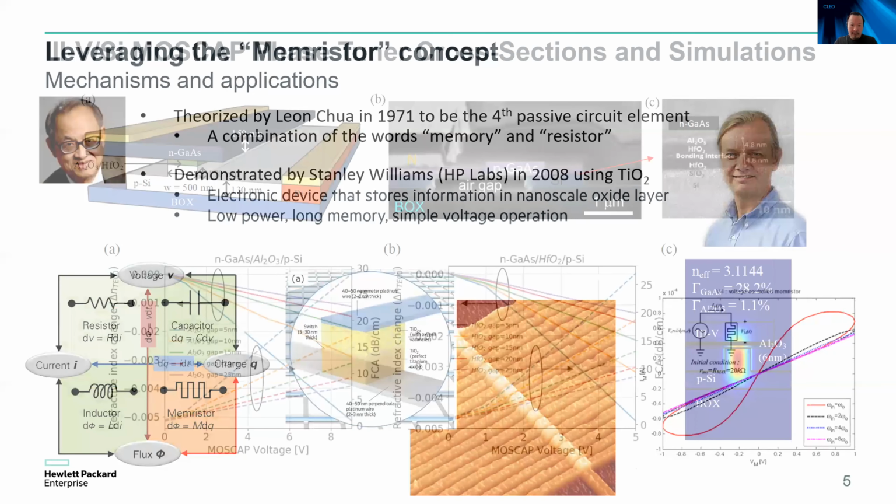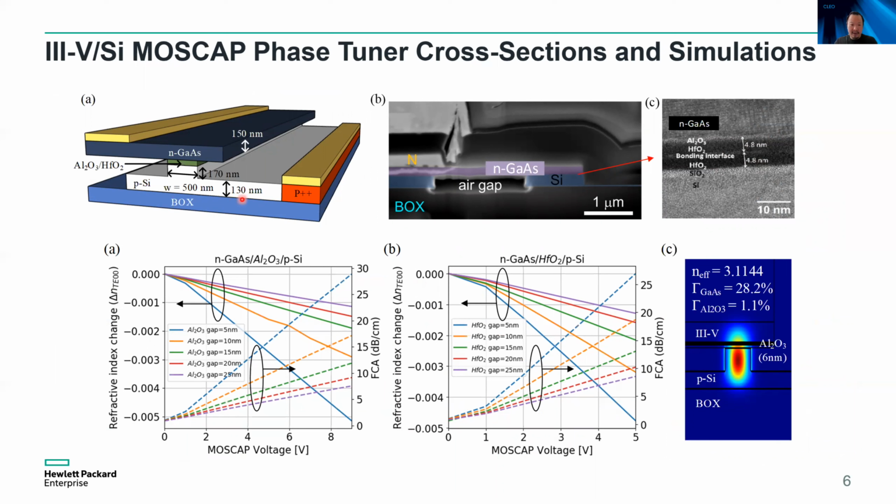Here I'll talk about what goes into our low power MOSFET phase shifters. Our single mode structure is shown here. The wafer bonded III-V silicon region is a moderately doped 150 nanometer thick gallium arsenide layer. Here we have a cross-sectional SEM image of the device, and over here is the TEM image of the bonding interface. For this particular image, a combination of hafnium dioxide and aluminum oxide was used.